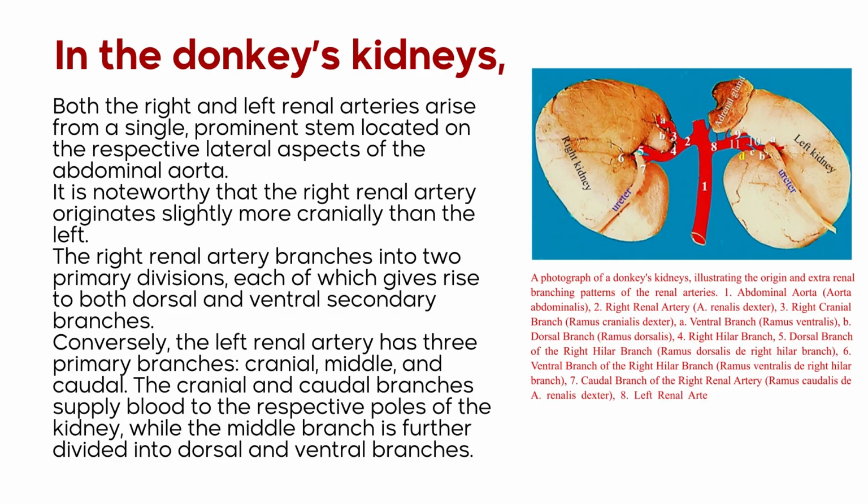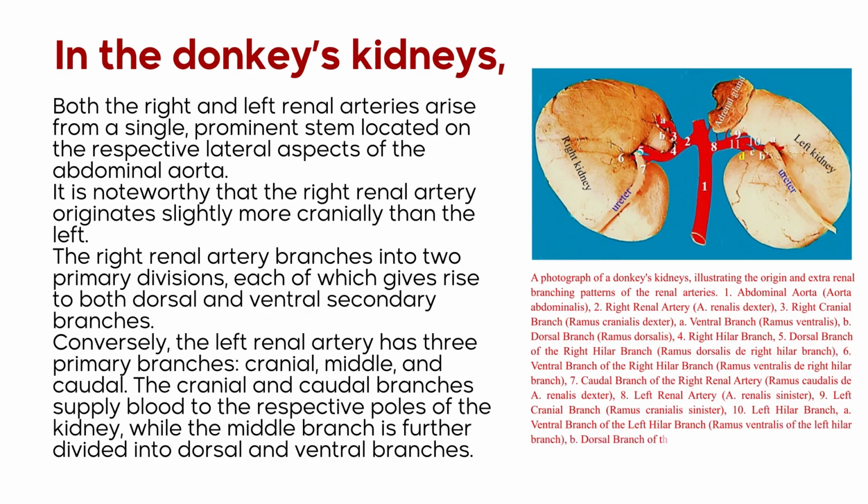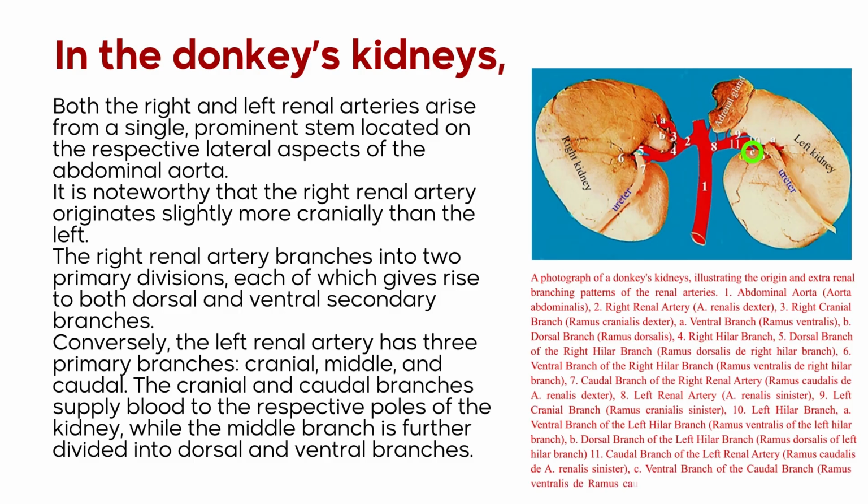8. Left renal artery, A. renalis sinister. 9. Left cranial branch, ramus cranialis sinister. 10. Left hilar branch, A. Ventral branch of the left hilar branch, ramus ventralis. B. Dorsal branch of the left hilar branch, ramus dorsalis. 11. Caudal branch of the left renal artery, ramus caudalis de A. renalis sinister. C. Ventral branch of the caudal branch, ramus ventralis de ramus caudalis. D. Dorsal branch of the caudal branch, ramus dorsalis de ramus caudalis.